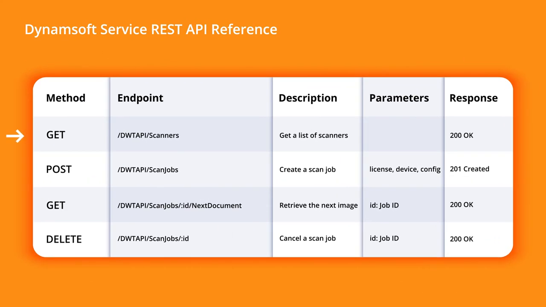The getScanners method provides a list of scanners accessible by the Dynamsoft Service machine. The postScanJobs method lets you create scan jobs. The getNextDocument method retrieves the next image in your scan job. And the deleteScanJobs method allows you to cancel a scan job.